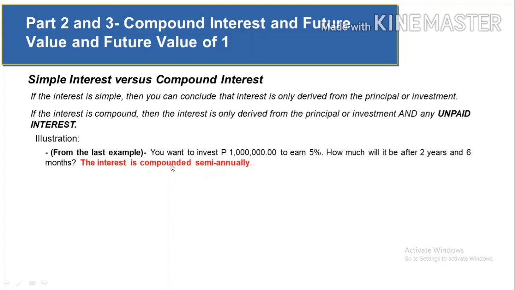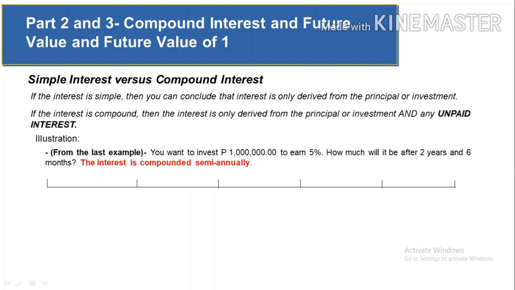This illustration is coming from the previous example where you want to invest 1 million at a rate of 5%. The question is the same, which is how much will be your investment after 2 years and 6 months. However, there is a red colored text here which states that the interest is compounded semi-annually, which basically means the charging of interest is every 6 months. So applying the concept of compounding, we have a timeline for 5 periods.